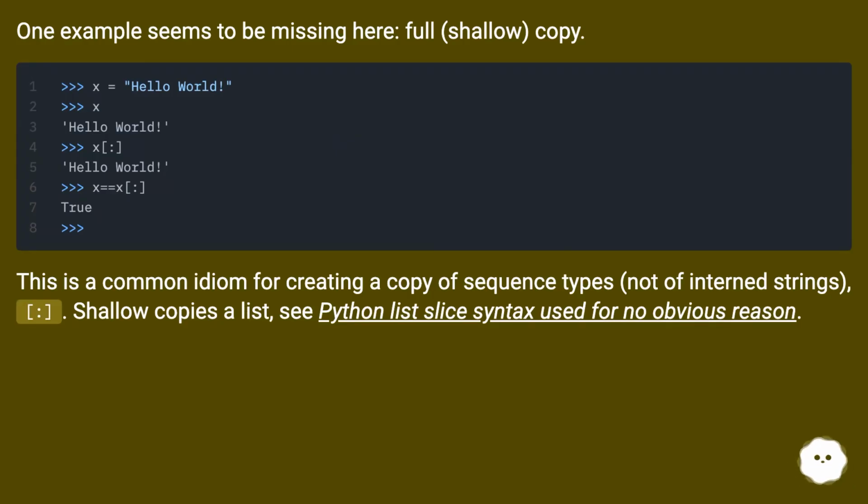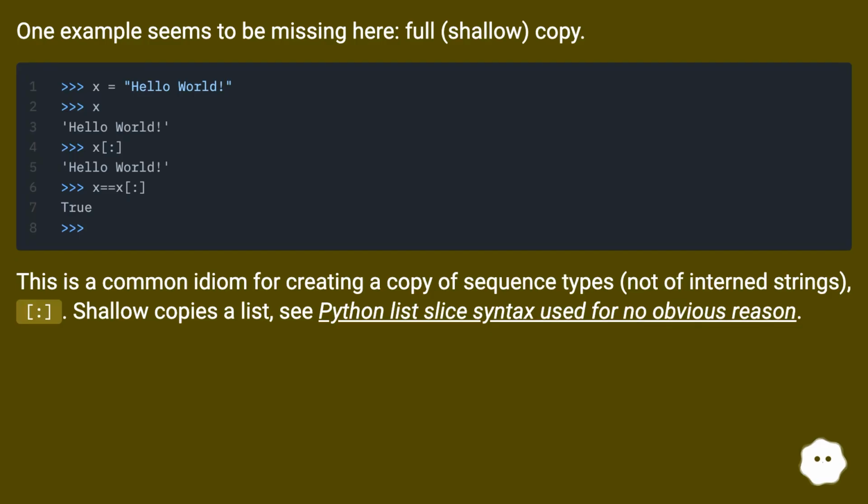One example seems to be missing here: the full shallow copy. This is a common idiom for creating a copy of sequence types, not of interned strings. It shallow copies a list. See Python list slice syntax used for no obvious reason.